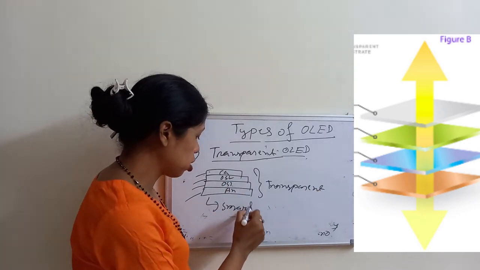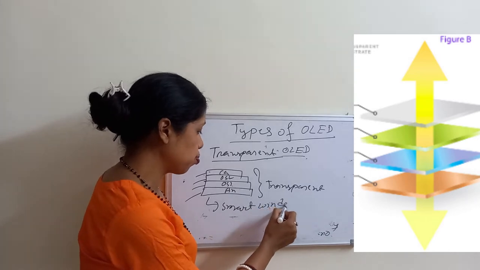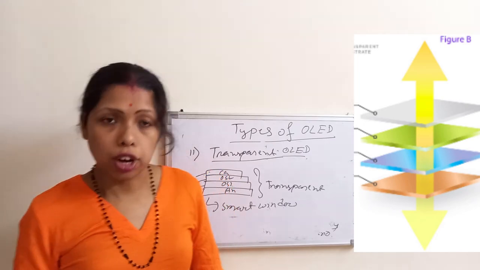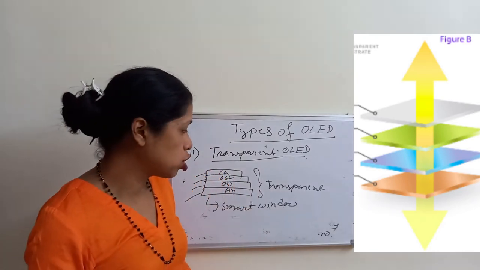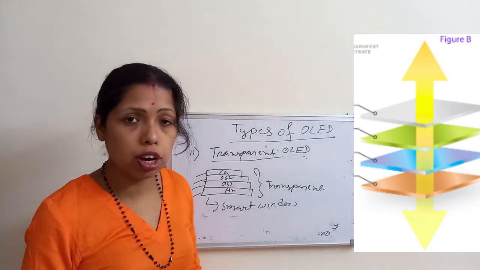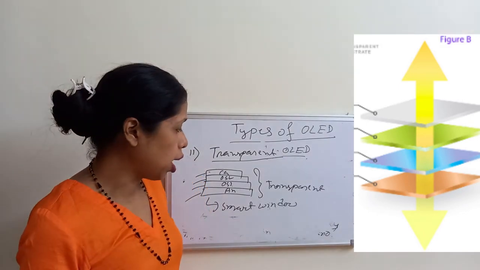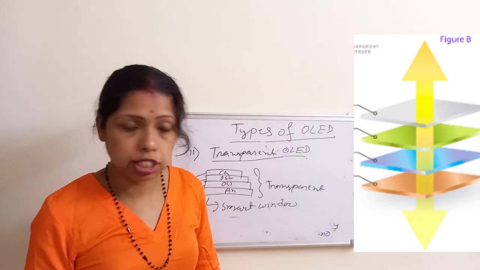Why would you use such a transparent OLED? Smart windows. In case of smart windows, we can use the transparent OLED, right? The structure is also simple, and the fabrication concept is also simple, and it gives high efficiency and high contrast ratio.